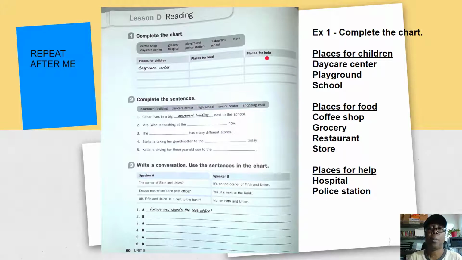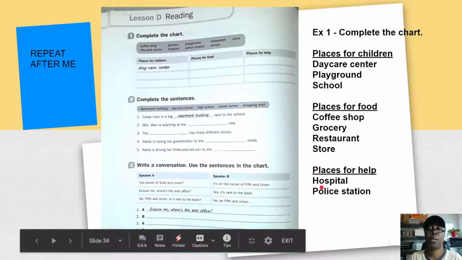And then places for help. Go to the hospital. Or you can go to the police station. These are places that you would go to for help. Awesome. All right, so let's look at the next exercise, exercise 2.